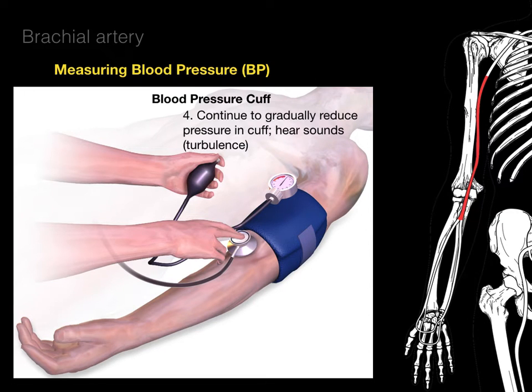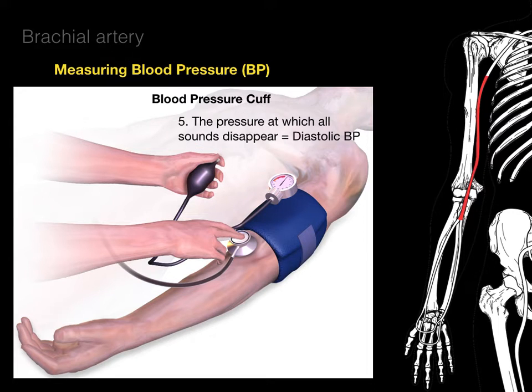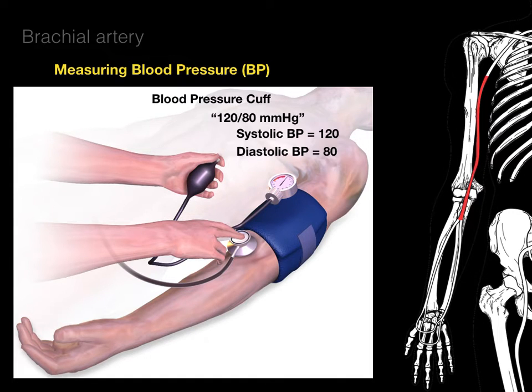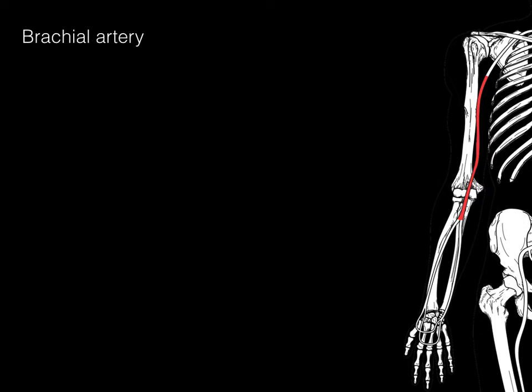And then you continue to gradually reduce the pressure in the cuff, and you're going to hear sounds and turbulence until finally the pressure at which all those sounds disappear is the diastolic blood pressure. So, and this is completely generalized, for a healthy adult it is about 120 over 80 millimeters of mercury pressure. 120 is systolic, 80 is diastolic. Okay, so that's blood pressure.